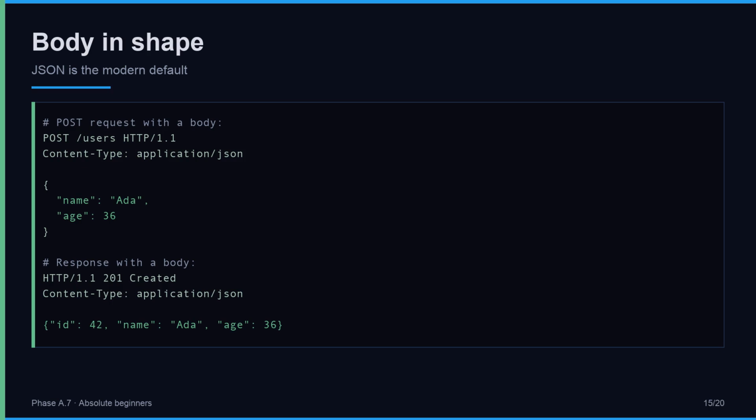Look at how structured this is. Method, URL, headers, body on the way in. Status, headers, body on the way out. That is HTTP in full. Everything else is variation on this shape. JSON is the modern default.